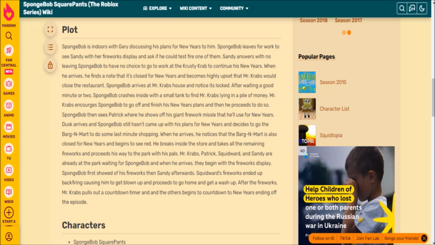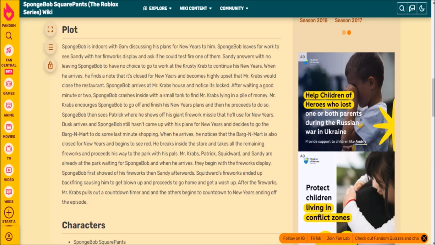He breaks inside the store and takes all the remaining fireworks and proceeds his way to the park with his pals. Mr. Krabs, Patrick, Squidward, and Sandy are already at the park waiting for SpongeBob, and when he arrives, they begin with the fireworks display.